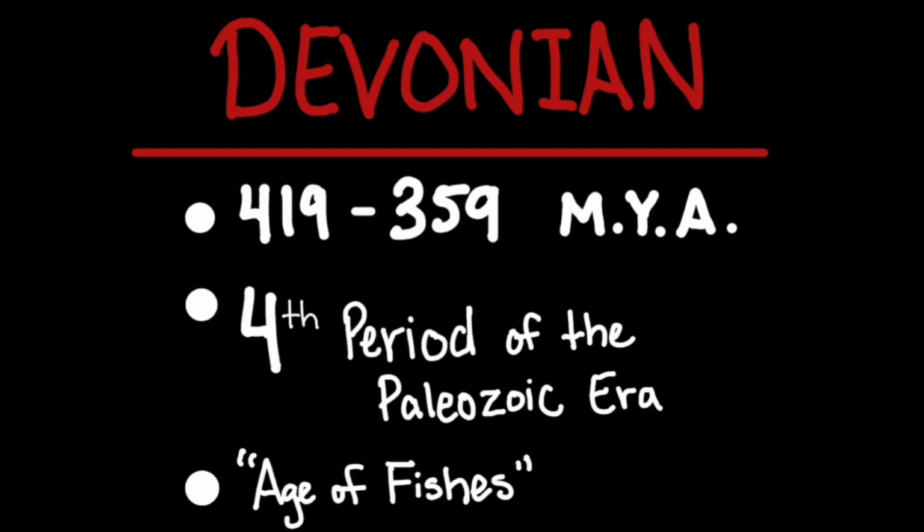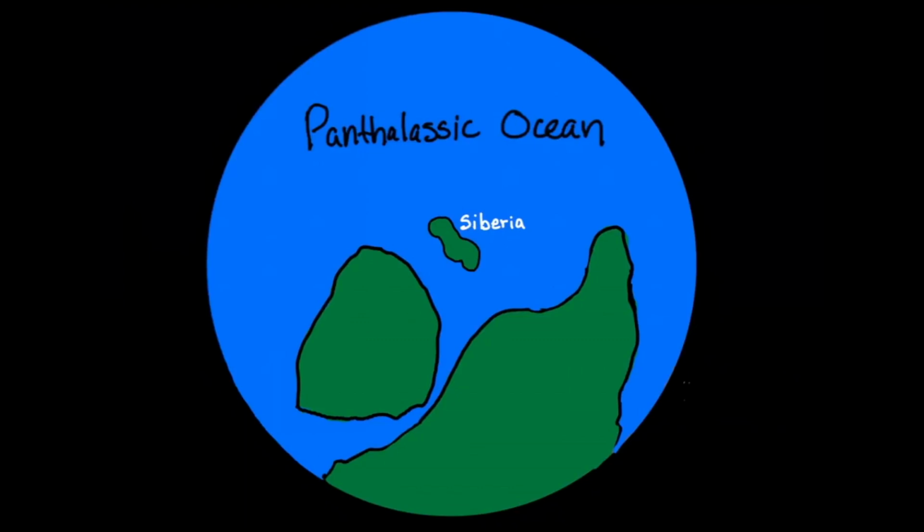The Devonian period spanned from 419 to 359 million years ago. It is the fourth period of the Paleozoic era of the Phanerozoic Eon. It is often referred to as the Age of Fish. During the Devonian, the Iapetus Ocean disappeared.